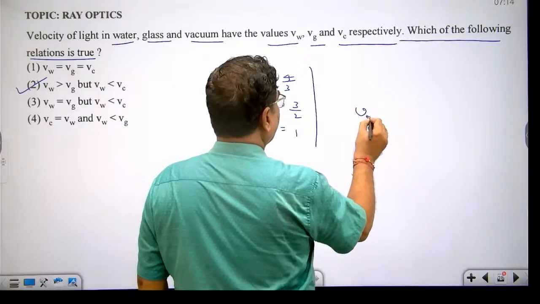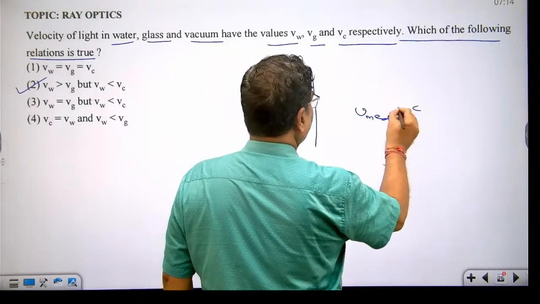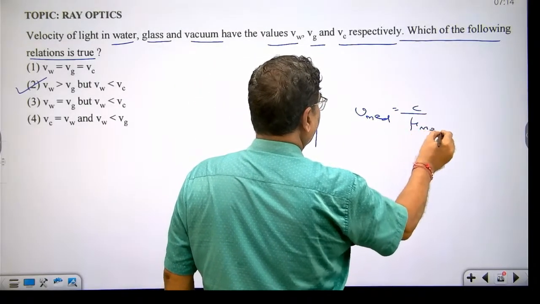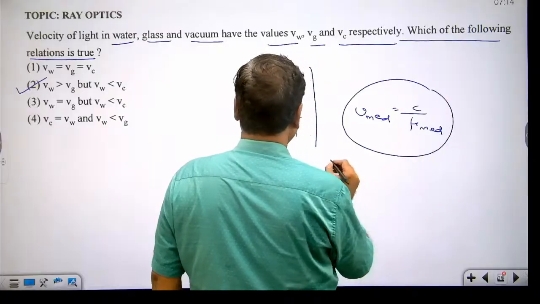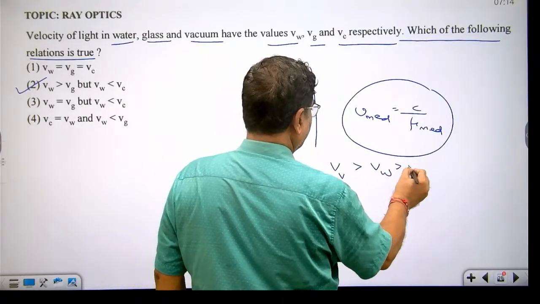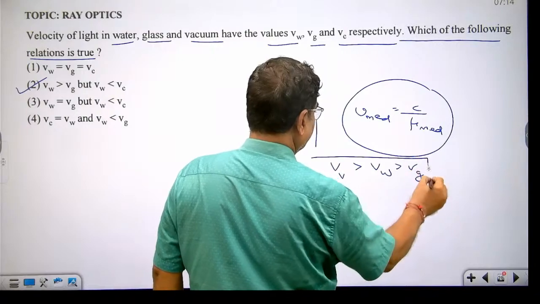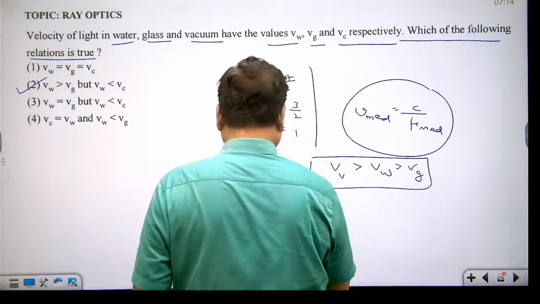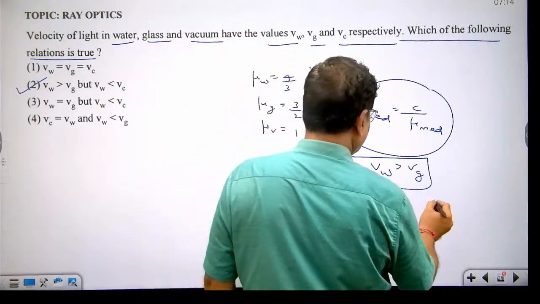Because velocity in a given medium is given as c upon mu of the medium. So velocity in vacuum is greater than velocity in water, which is greater than velocity in glass. So out of 4 choices, the correct choice is option 2.